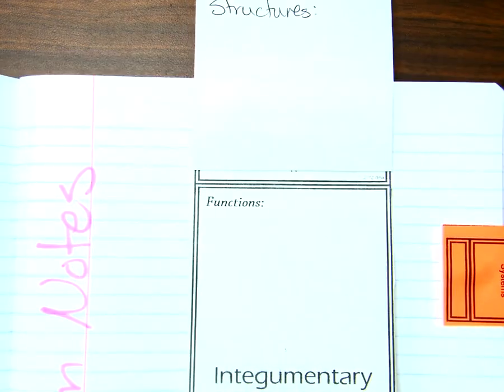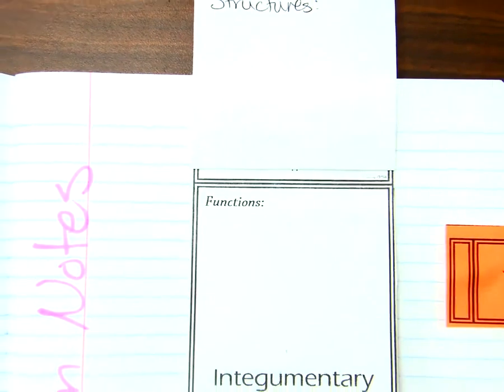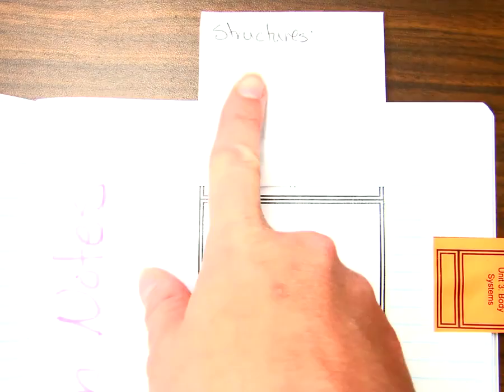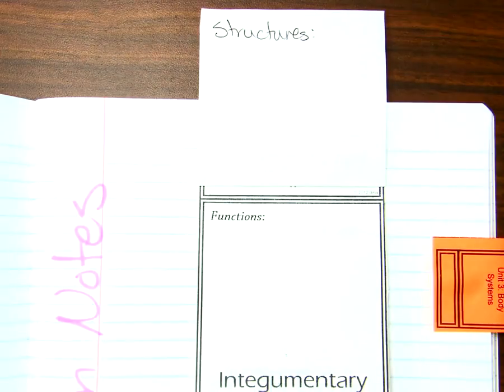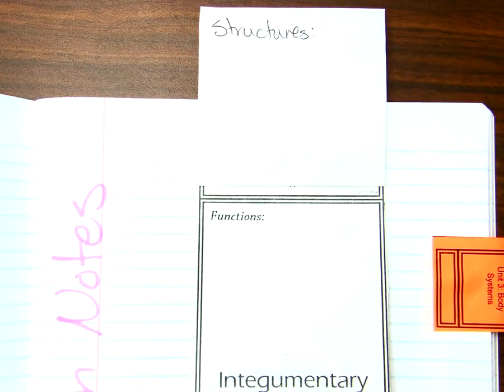So if you open up your flaps, oops, wrong direction. The top says structures, bottom section is where we will write the functions.